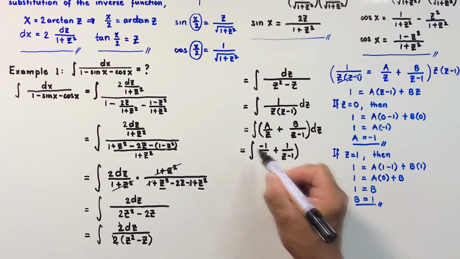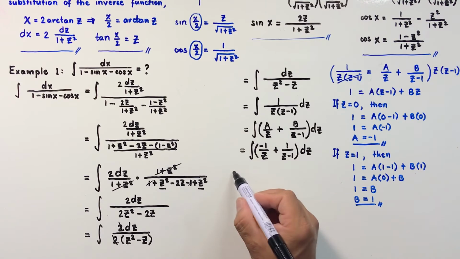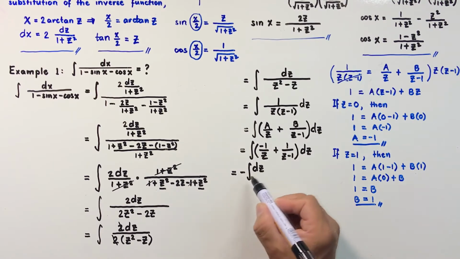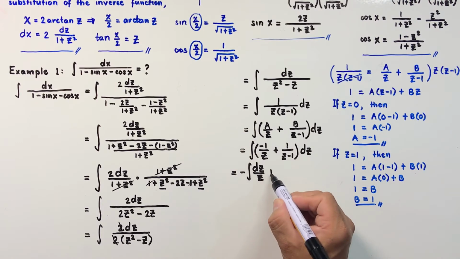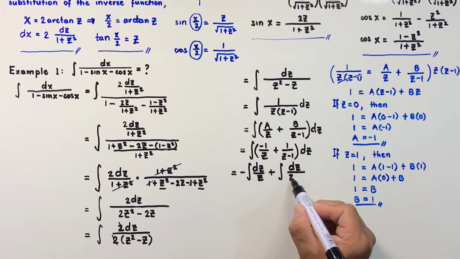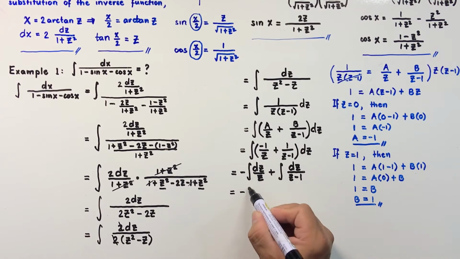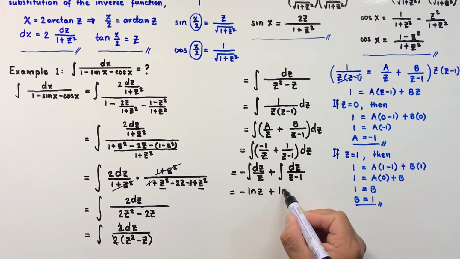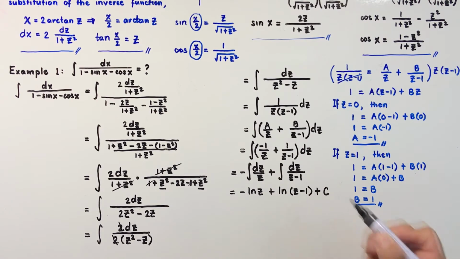And then applying the property of integrals, that the integral of a sum is equal to the sum of its individual integrals. So this is minus the integral of dz over z, if you distribute the negative sign here, plus the integral of dz over z minus 1. And we know that the integral of dz over z is ln z, plus the integral of dz over z minus 1 is ln of z minus 1, plus the constant of integration c.